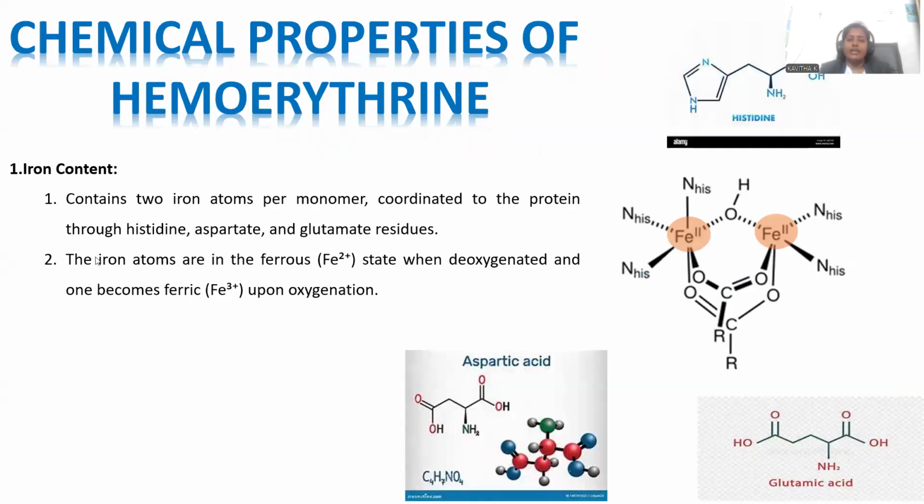And iron content: two irons per one monomeric unit, coordinated to the protein through the histidine, aspartate, and glutamate residues. The histidine, aspartate, and glutamate residues are taking part in between, and two iron metals will be there per unit. Here is the aspartic acid you can locate.